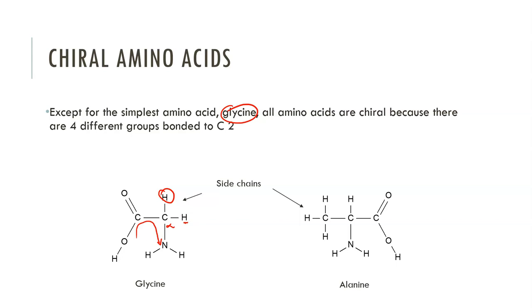All the other amino acids, because of their variable side chain, such as the CH3 on alanine, have 4 groups attached to the alpha carbon, so they will have enantiomers, they will be chiral. Only one of the enantiomers is used in the body for the production of proteins.